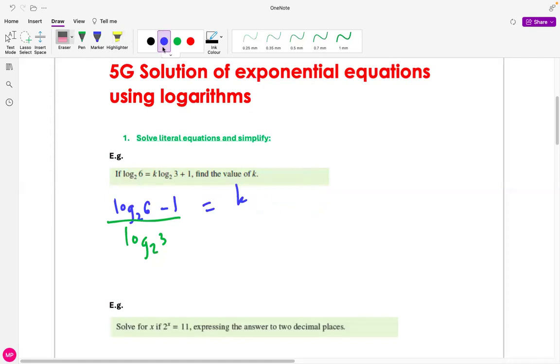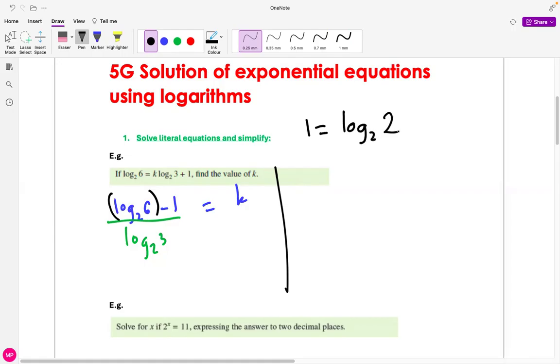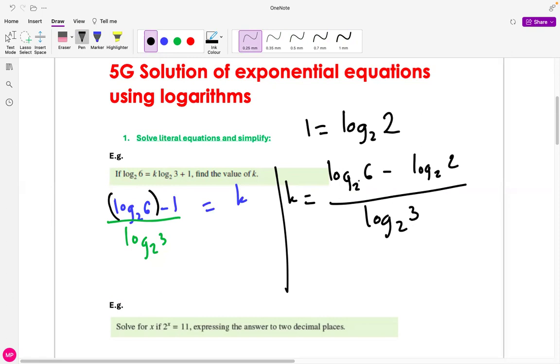Now, the only problem left over is, are we able to simplify this? To simplify this, you can combine log 2 of 6 minus 1 together. If you want to make 1 into log 2, 1 is log 2 of 2. So we're going to rewrite 1 as log 2 of 2. So k equals log 2 of 6 minus log 2 of 2, over log 2 of 3. Then we can combine the logs together.